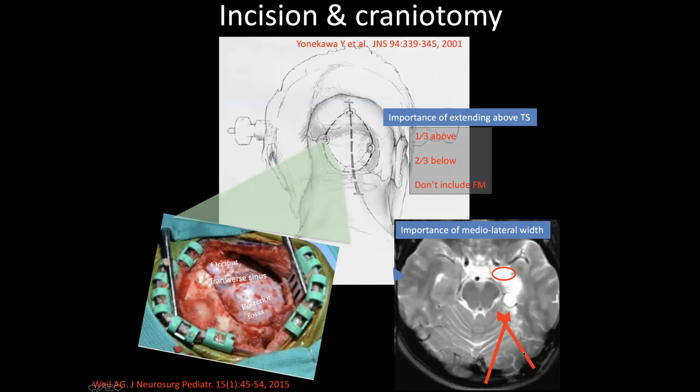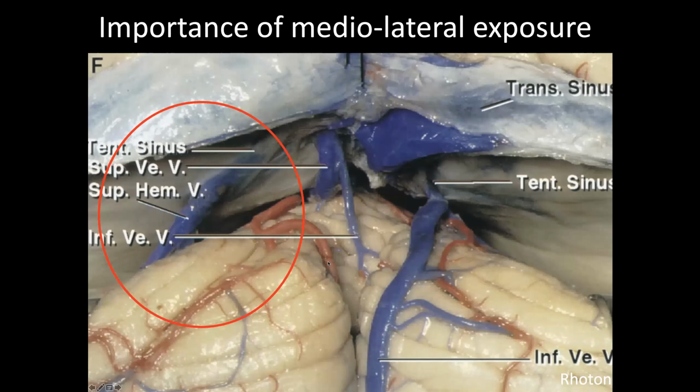Why? You'll need this working corridor in order to be able to manipulate the tissue farther down. It's a procedure in which the length of your working corridor is quite long, and having this medial lateral coverage really becomes important. The second reason why this medial lateral exposure is important is during the supracerebellar dissection.